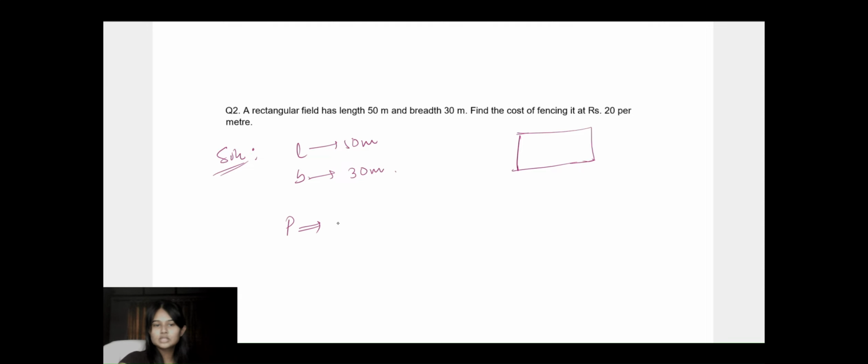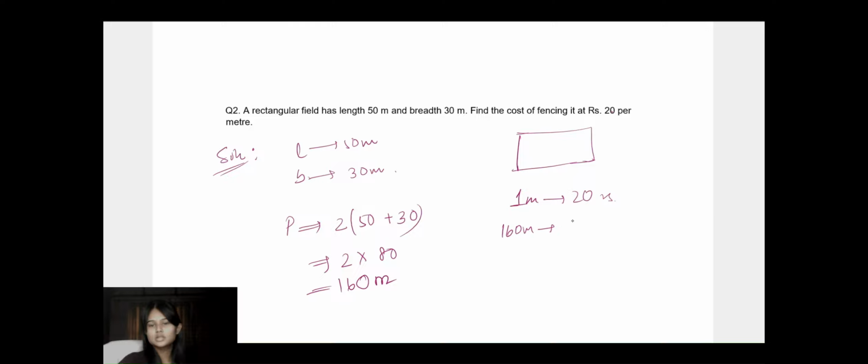Now the fencing is on the perimeter, right? So perimeter of this field is 2 into (50 plus 30), that is 2 into 80, that is 160 meters. It is 20 rupees per meter. So for 1 meter, 20 rupees. Then for 160 meters, it is 20 into 160, that is nothing but 3,200 rupees.